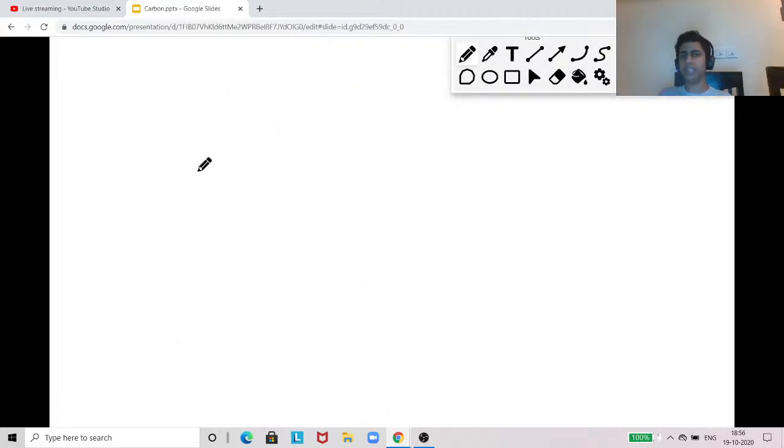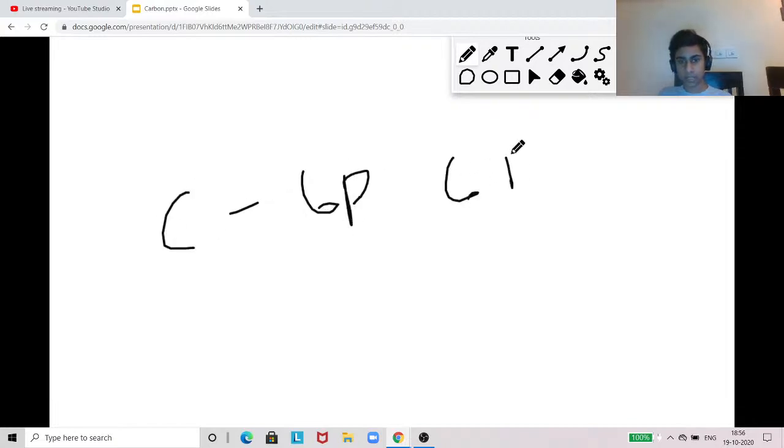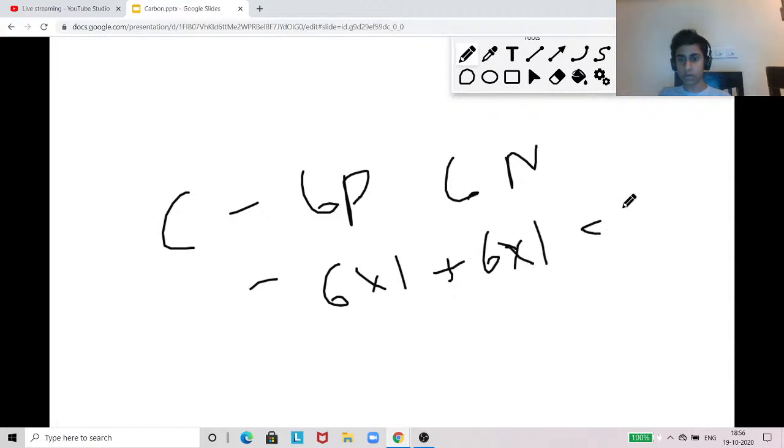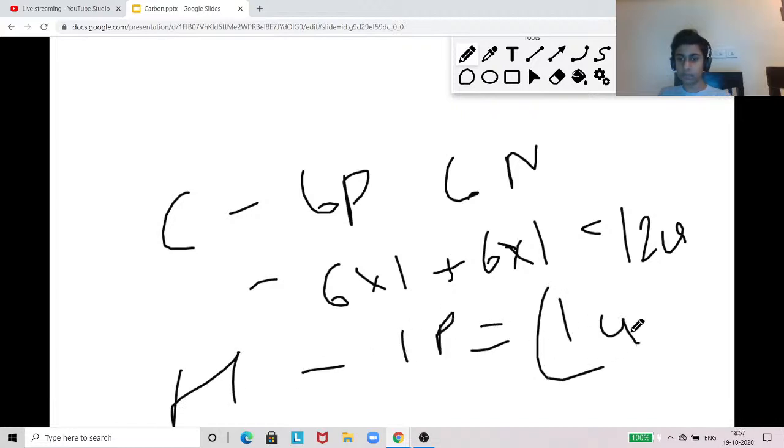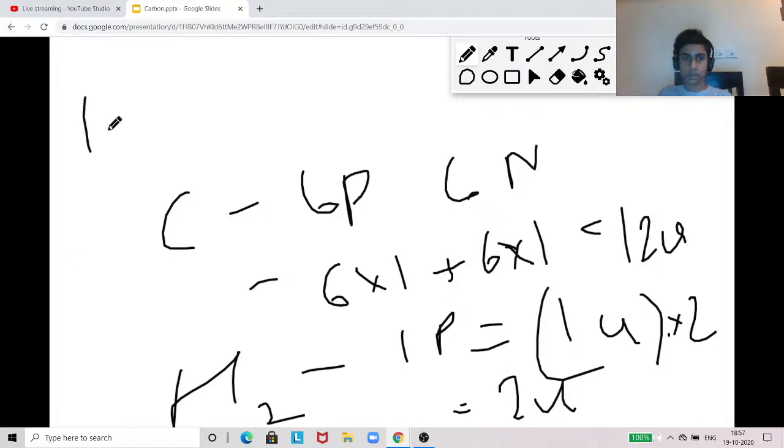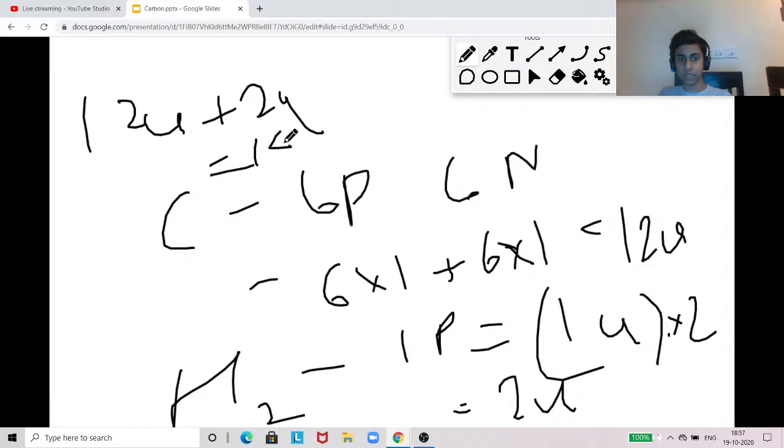Now, why 14 U? Carbon has 6 protons and 6 neutrons. Both protons and neutrons are 1 U. So, 6 into 1 plus 6 into 1, which is equal to 12 U. And hydrogen is just 1 proton, which is equal to 1 U. Now we have to multiply that by 2 because we have 2 hydrogens in CH2, which is equal to 2 units. 12 units plus 2 units is just 14 units.